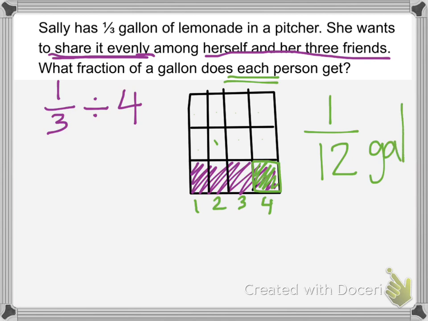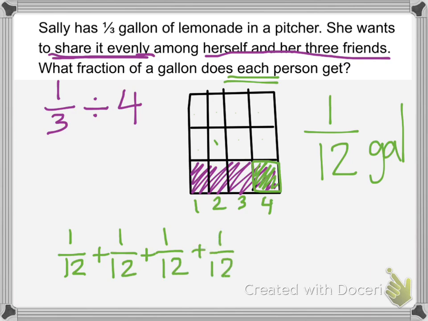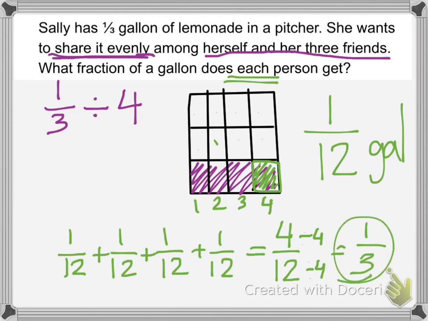You can check yourself by thinking about how I could add back these 4 groups. So 1/12, which is how much each person is getting. If I add 1/12 4 times, or I could have done 1/12 times 4, that equals 4/12. 4/12 simplifies if I divide numerator and denominator by 4. 4/12 simplifies to 1/3, which was what I originally started with. So that way I know that I'm right. I can check myself in that way.